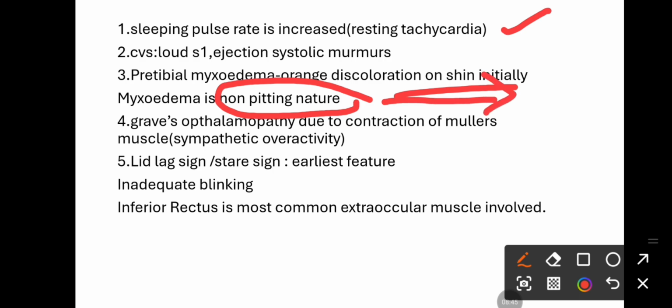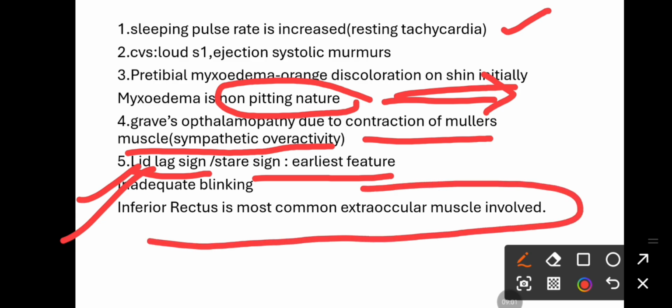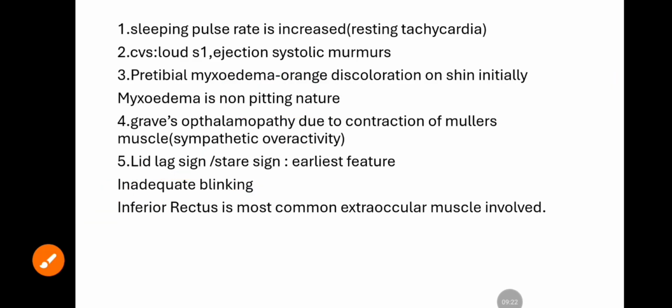And Graves ophthalmopathy is due to the contraction of the Muller's muscle. It is a sympathetic overactivity. And the lid lag sign or Stellwag sign is an earlier feature. It might be seen as inadequate blinking. Inferior rectus is the most common extraocular muscle involved. Remember that these might be asked in your MCQs or theory exams. If asked which extraocular muscle is involved in Graves disease, it means inferior rectus. Okay, so sometimes this might be asked in your MCQs like these questions.